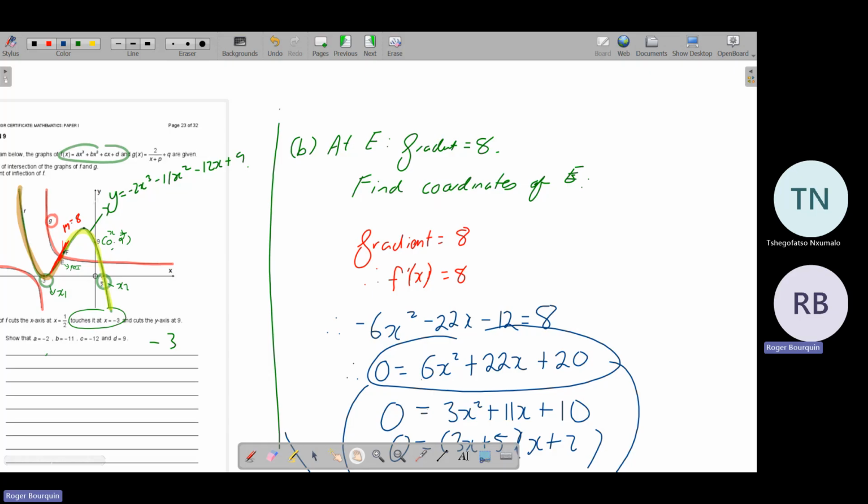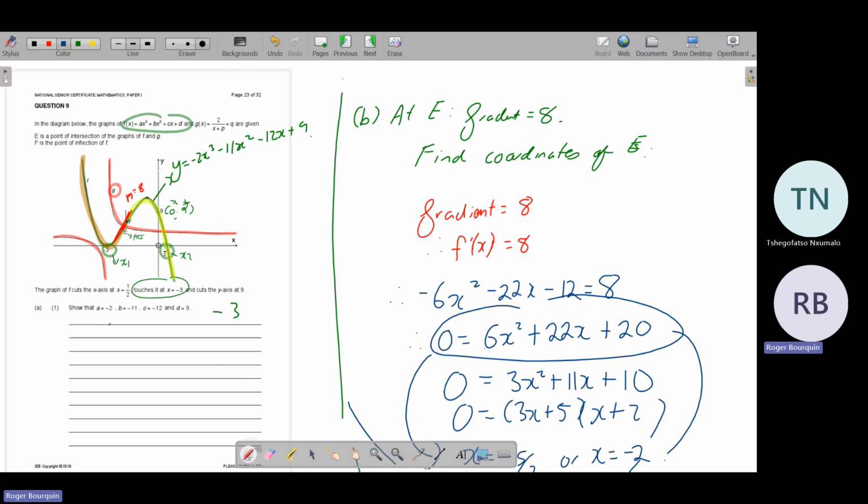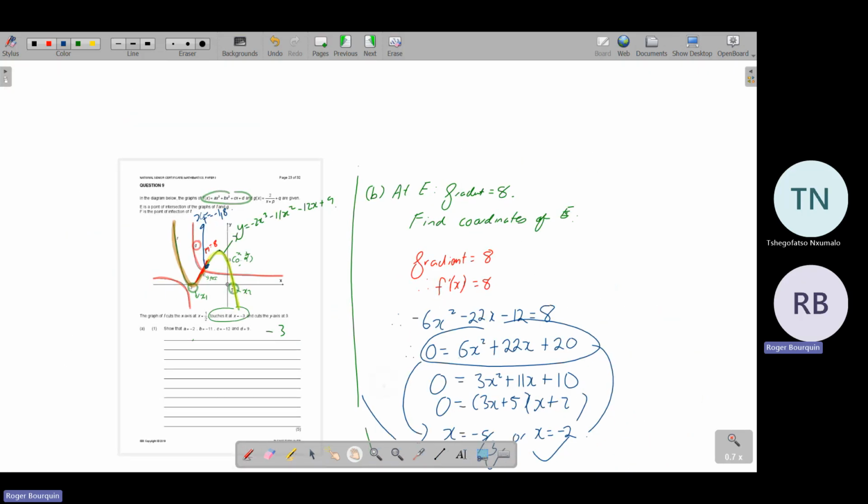So what are the coordinates of F? I did a stupid thing straight away. As soon as you get any answer, you should have filled it in on the graph. What was the X coordinate of F? Negative 11 over 6, which is roughly what? Negative 1.8. So the X coordinate of F was negative 1.8, right? So to figure out the X coordinate of E, we've got to look at the graph.